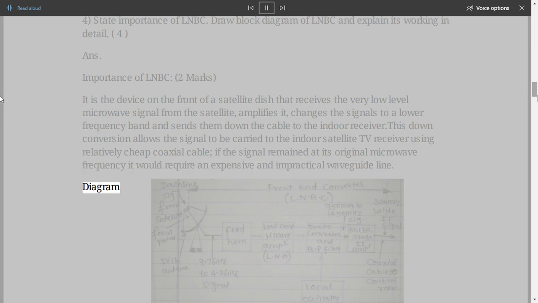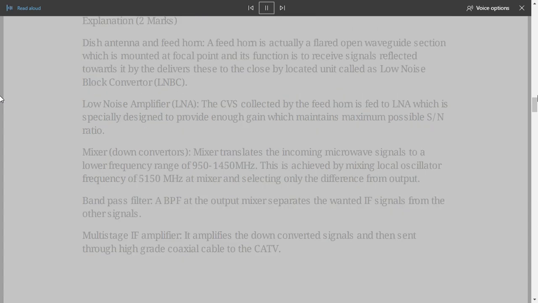Diagram. Explanation, 2 marks. Dish antenna and feed horn: a feed horn is actually a flared open waveguide section which is mounted at the focal point, and its function is to receive the signal reflected towards it and deliver it to the block converter, which we call the low noise block converter, LNBC. Low noise amplifier, LNA: the signal collected by the feed horn is fed to the LNA, which is specially designed to provide low noise, which maintains maximum possible S/N ratio.